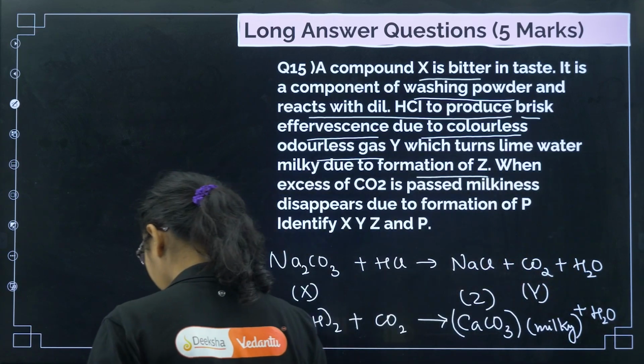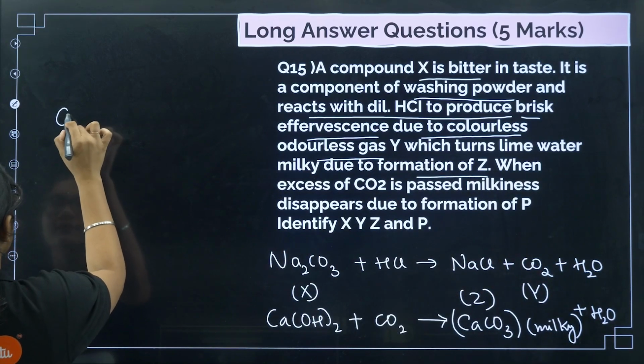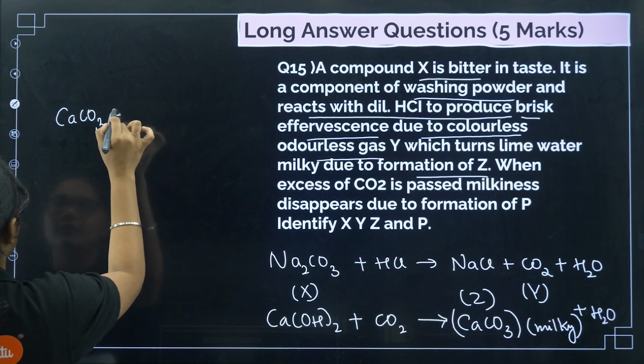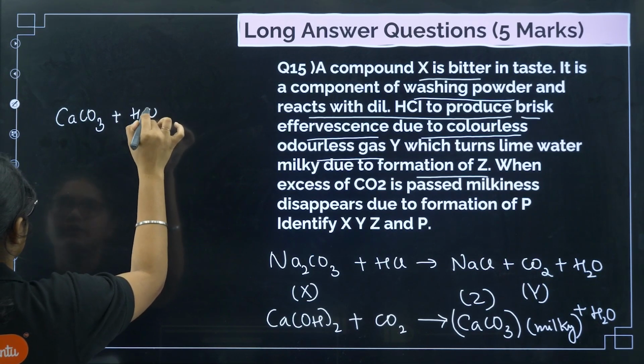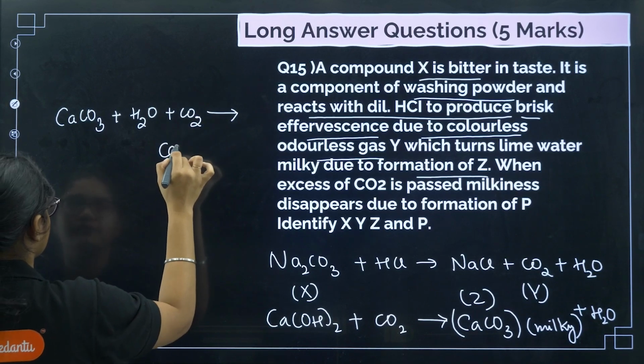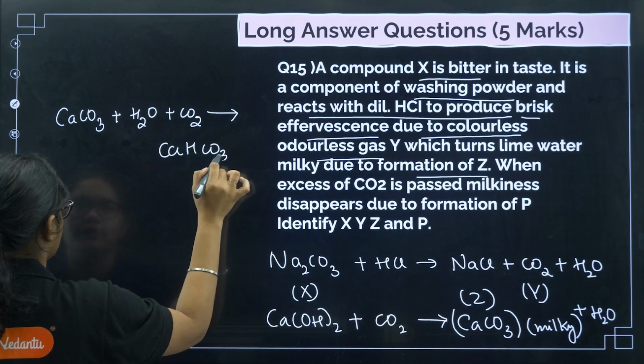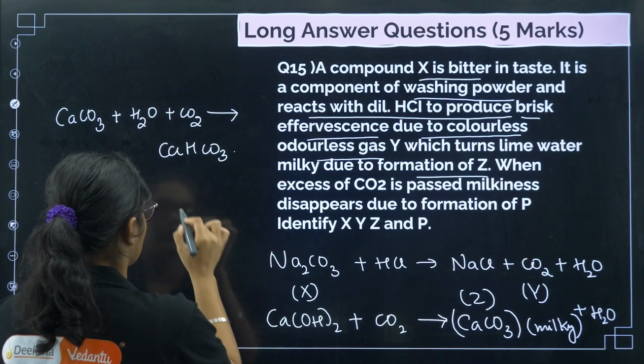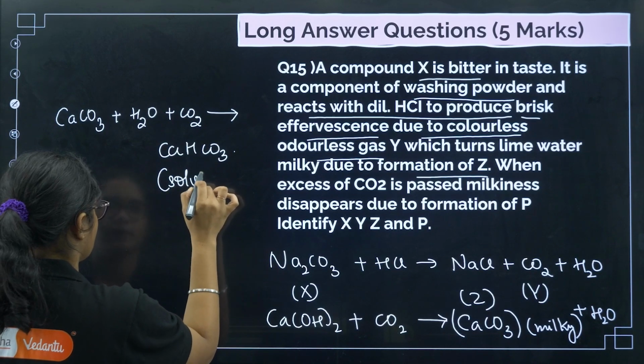Okay, so now I will see calcium carbonate plus water plus CO2. So if you give excess of CO2, what will I have? We will get calcium bicarbonate. Okay, now this calcium bicarbonate is soluble in water.